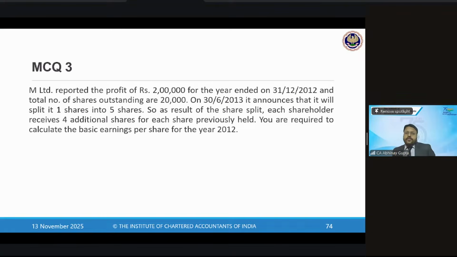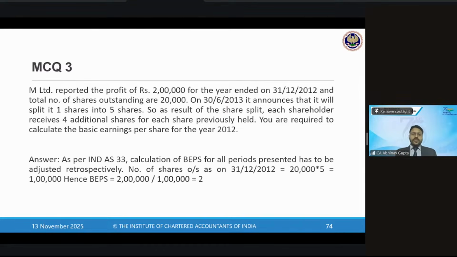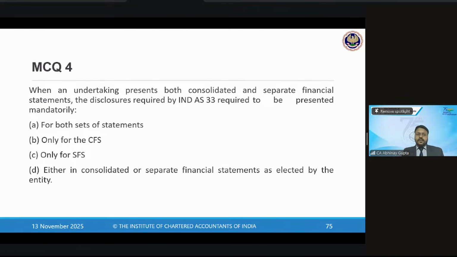M Limited reported a profit of rupees 2 lakh for the year ended 31st December 2012 and total number of shares outstanding are 20,000. On 30th June 2013, it announces that it will split one share into 5. As a result of the share split, the shareholder received additional 4 shares for which the shares previously held. You are required to calculate the basic earning per share for the year 2012. Simple, you can do it. Share split is treated like a bonus, adjusted from the day one, that is the inception date, or for whole of the period, right? So what we will do, we will simply increase the number of shares, correct? Yes, sir. Correct. As like a starting date and divide it.